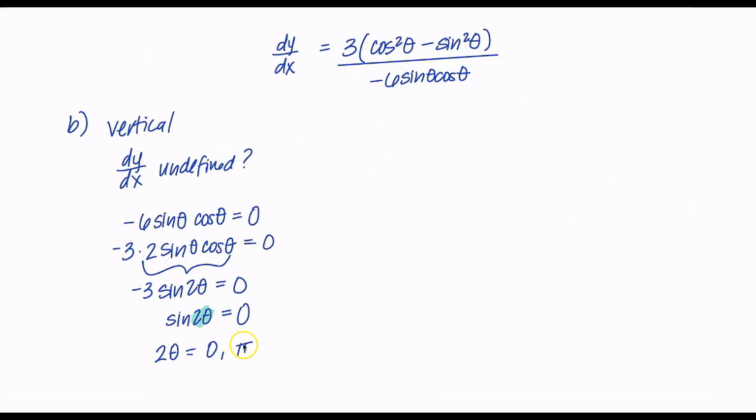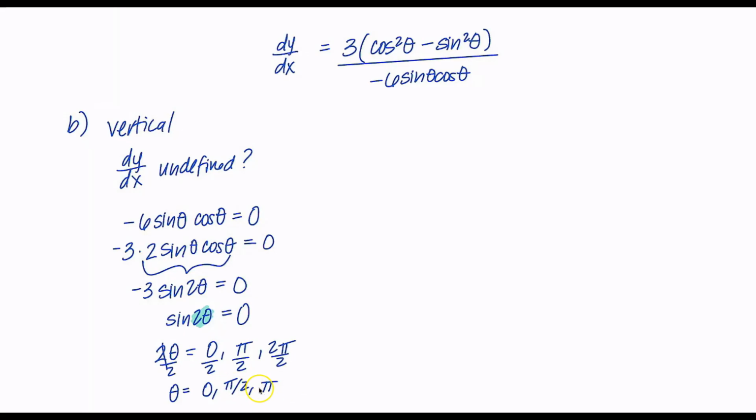So if 2 theta were to equal pi, that would give me an output of 0. And then also 2 pi, sine of 2 pi is equal to 0, and then 3 pi, 4 pi, and so on. But remember that our angles theta have to be between 0 and pi. So right now, if we solve for theta and divide all of these by 2, we're going to get theta is 0, pi over 2, and pi.